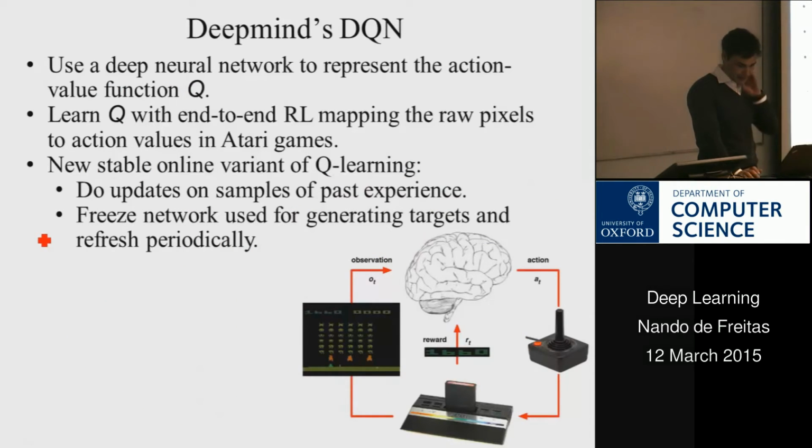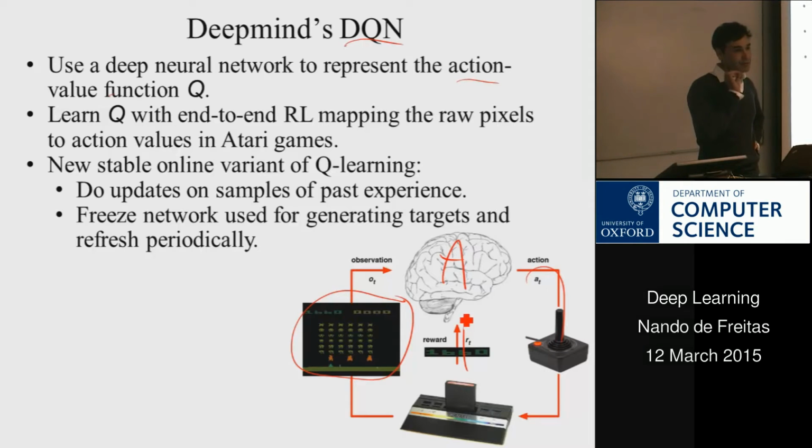And this is DeepMind's deep Q function network, or DQN for short. So we're going to use a neural network to represent a state action value Q function. I'll show that network in the next slide. And we use RL to learn that Q function. Essentially the agent observes video frames, and it chooses actions using this joystick, and then it gets a reward.